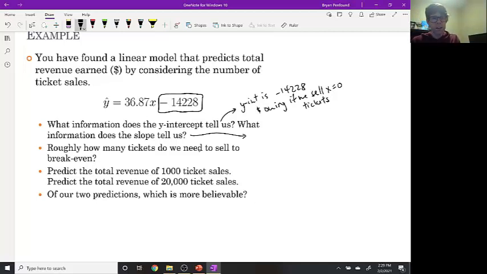And let's take a little peek at the slope number as well. If X represents the number of tickets sold, in order to get the revenue I need to multiply the number of tickets that I sell by some kind of price amount. So this 36.87 is going to represent the amount of money that I earn per ticket sale.